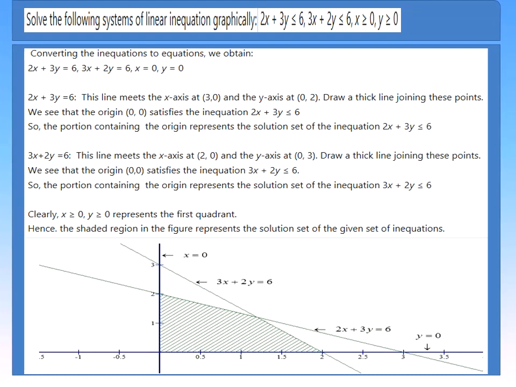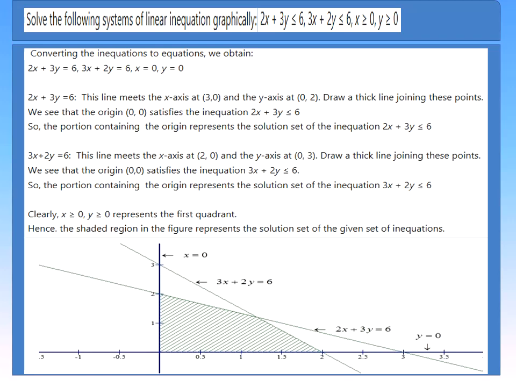Solve the following system of linear inequalities graphically. 2x plus 3y less or equal to 6, 3x plus 2y less or equal to 6, and the non-negativity restriction is given: x is greater or equal to 0 and y is greater or equal to 0. Again, consider the inequalities as equalities. We got two straight lines. One is 2x plus 3y equal to 6, another is 3x plus 2y equal to 6.